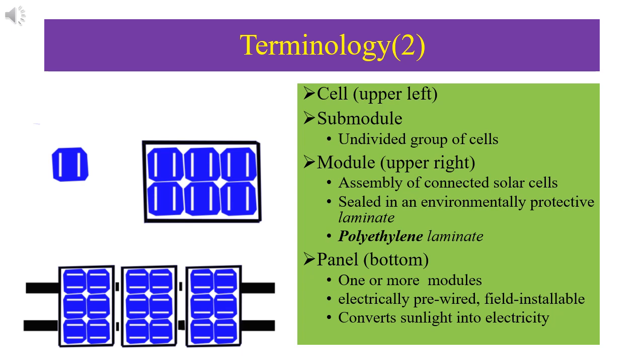Cell and submodule represent undivided units of a solar cell, where the latter one is larger than the former. A module consists of more than one laminated cells fixed in a rigid frame. A panel comprises a complete electric circuit for installation, which includes one or more modules and support.